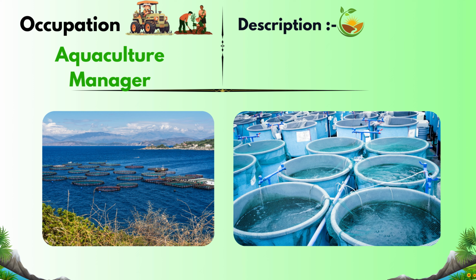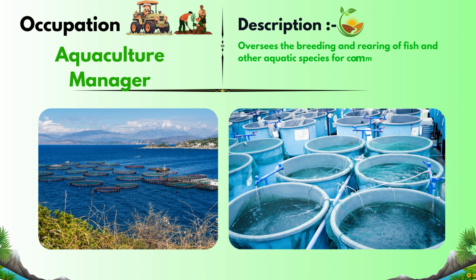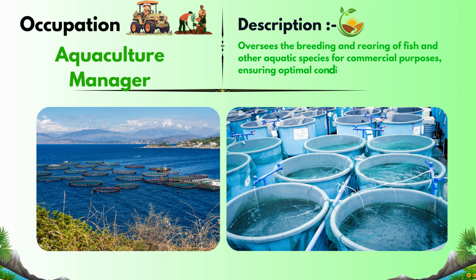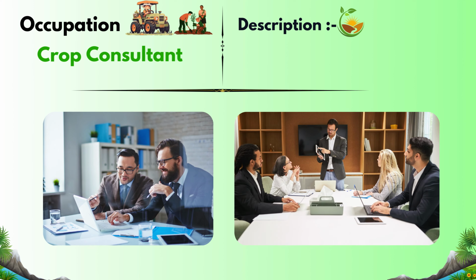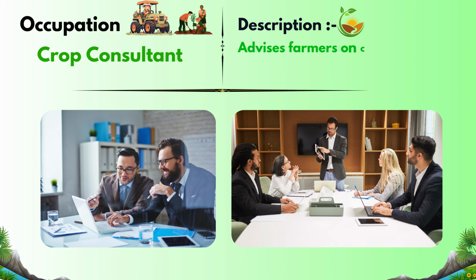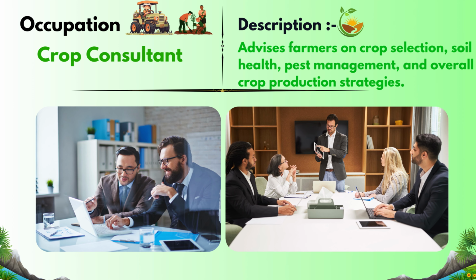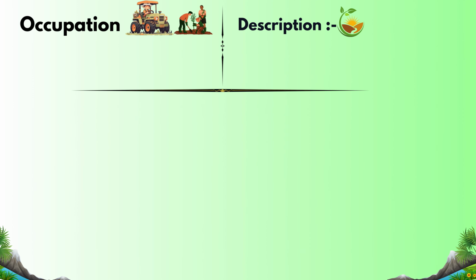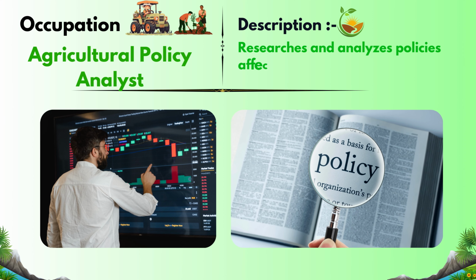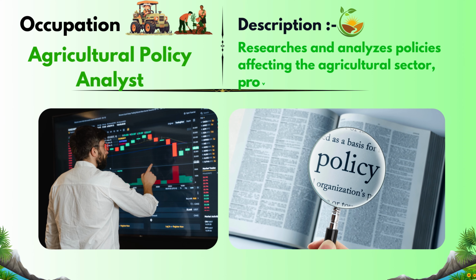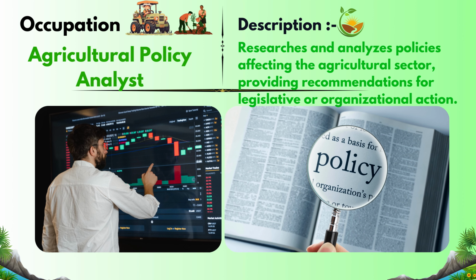Aquaculture manager. Oversees the breeding and rearing of fish and other aquatic species for commercial purposes, ensuring optimal conditions and sustainability. Crop consultant. Advises farmers on crop selection, soil health, pest management, and overall crop production strategies. Agricultural policy analyst. Researches and analyzes policies affecting the agricultural sector, providing recommendations for legislative or organizational action.